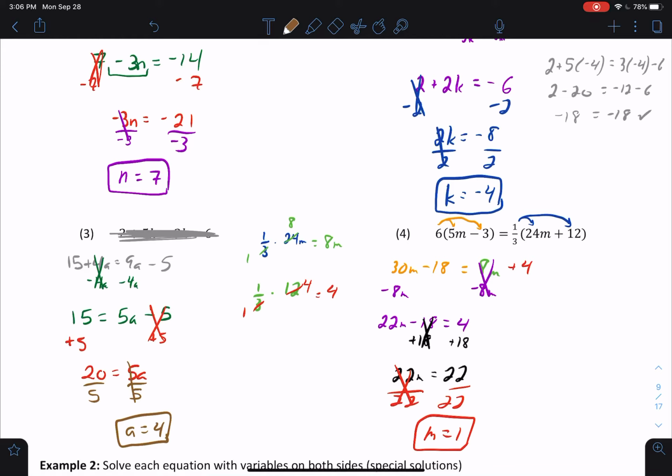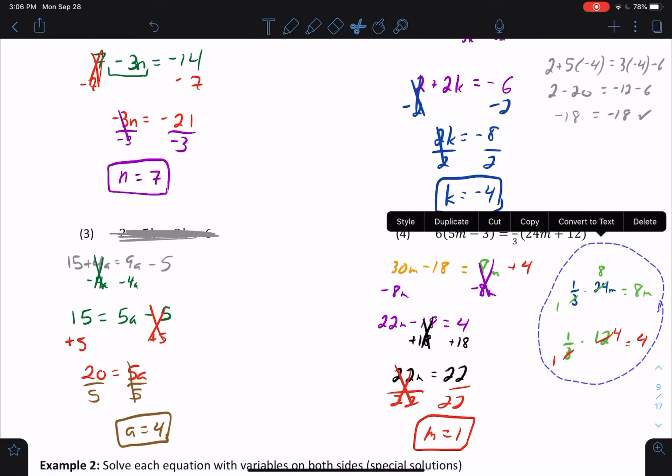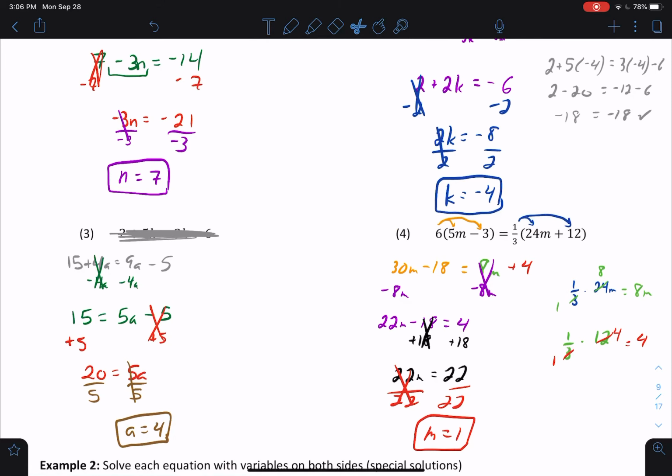All right. What if we started with this original problem, 15 plus 4a equals 9a minus 5, and I decided to move the a over to the other side. What if I decided to subtract 9a from both sides? Let's see. We should get the same answer. But let's see how this is going to change the first way we solved it. So now it's 15 minus 5a equals negative 5.